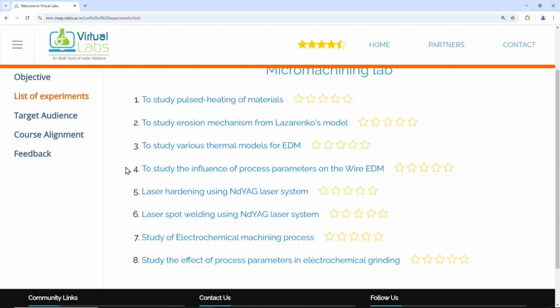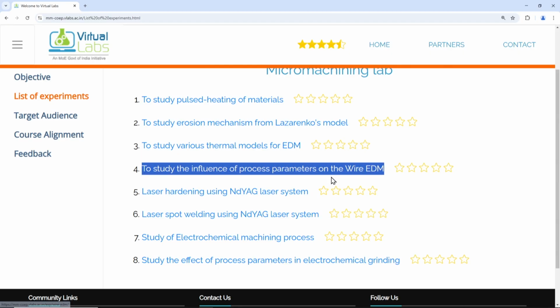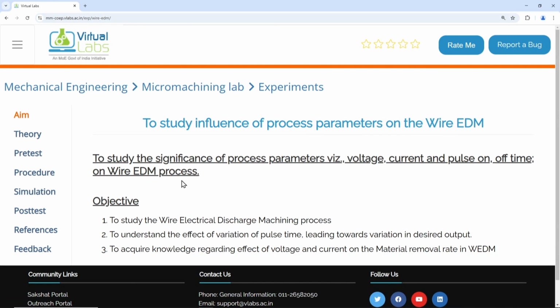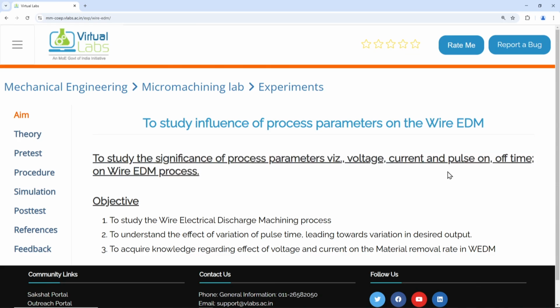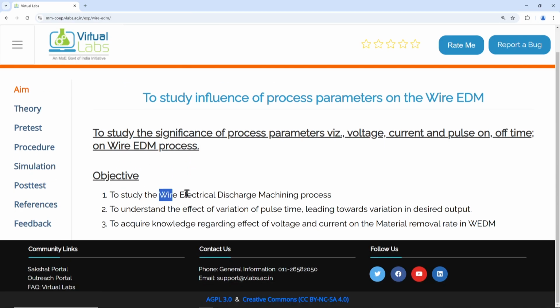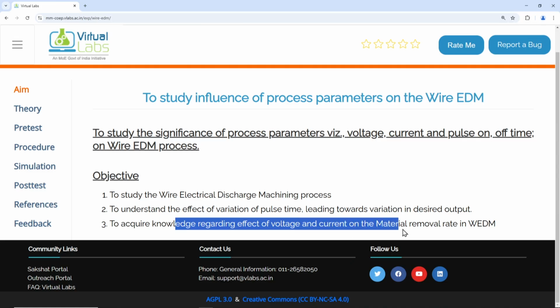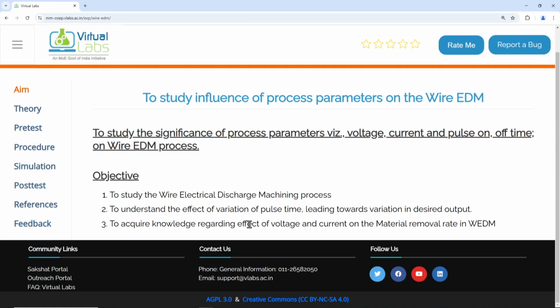The experiment which I pick here is to study the influence of process parameters on the wire EDM. I am clicking on the experiment. Here is the objective: to study the significance of process parameters, that is voltage, current, pulse on and off time, on the wire EDM process, to understand the effect of variation of pulse time, and to acquire knowledge regarding the effect of voltage, current and other parameters. Majorly voltage and current are being studied here.